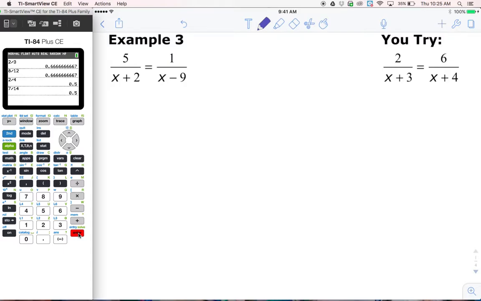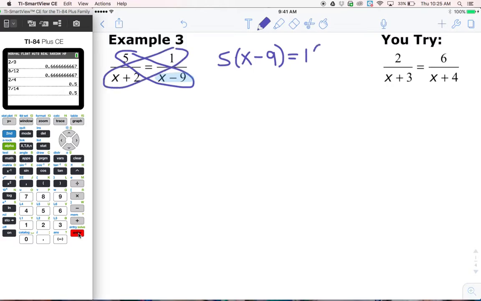Let's go ahead and let's get it set up. Remember, guys, it doesn't matter if I do this first or this first. Either way works. Okay, so I'm going to do 5 times x minus 9. Remember, if this is how you set it up, you're going to get it wrong. I need to make sure that I multiply the entire denominator by 5. We need parentheses. Okay, so on the other side too, we're going to do 1 times x plus 2.